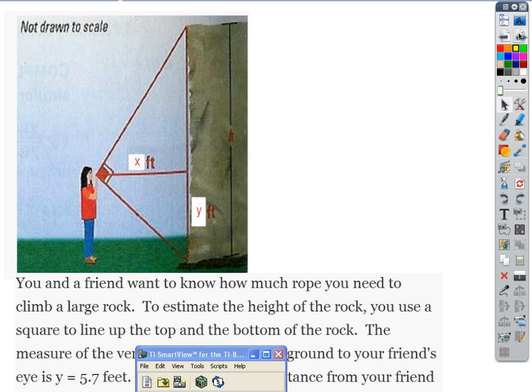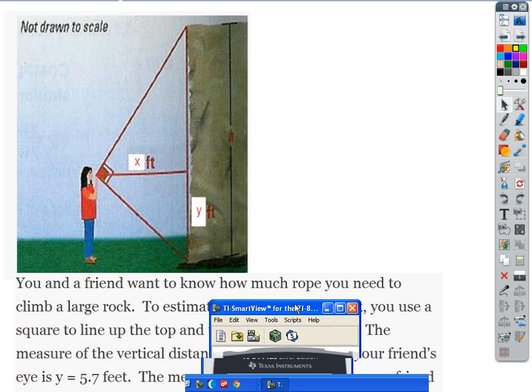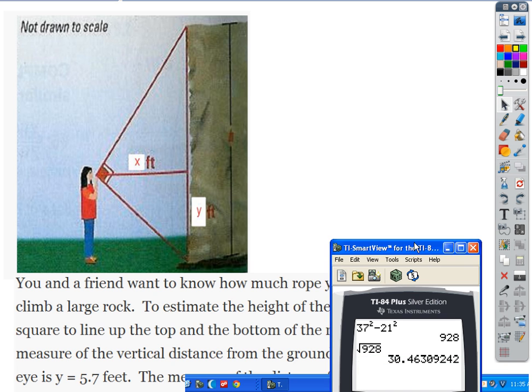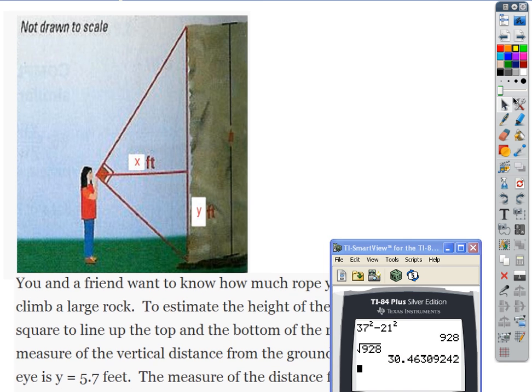They tell us that we're, maybe I need to scroll down a little bit. We're 21 feet from the rock. So x is 21, so let's fill that in. So this distance is 21. This distance is 5.7, and we're trying to find the whole thing.